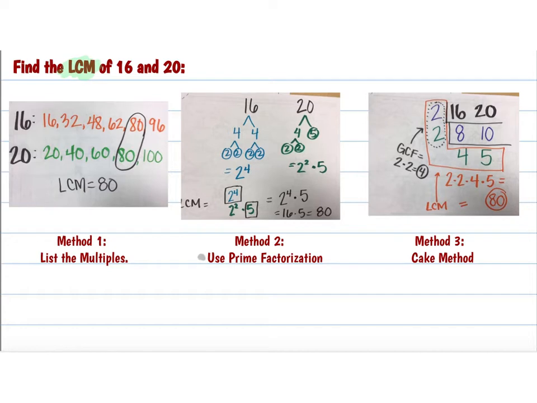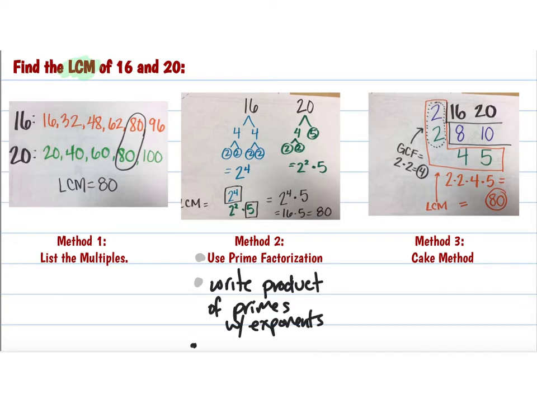For method 2, using prime factorization, we're going to do that factoring again, but this time notice we want to write in exponential form. So we want to write our product of primes with exponents. I notice a lot of us might be struggling with that, so we've got to practice that. Then what we do is multiply each factor to the highest power. Again, that'll make more sense when we do it, but here are some steps if you want to write them down. And then the cake method, look how nice and neat. This is simple and clean.